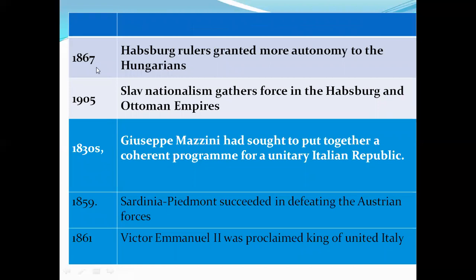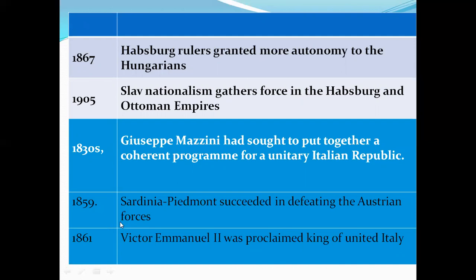Moving ahead with the next dates, 1866, Habsburg rulers granted more autonomy to the Hungarians. 1905, Slav nationalism gathered force in the Habsburg and Ottoman Empires. 1830s, Giuseppe Mazzini had sought to put together a coherent program for a unitary Italian Republic. Mazzini was trying to make Italy one union, one country. Italy was scattered in patches.